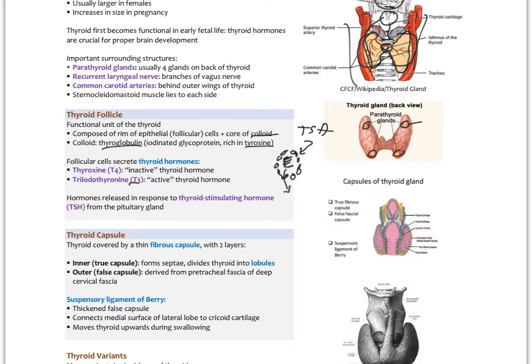And that happens primarily inside the cells, once the thyroid hormone is transported to the cells, by enzymes called deiodinases. And so we'll look at that in detail. But that's a further step of regulation of the thyroid.